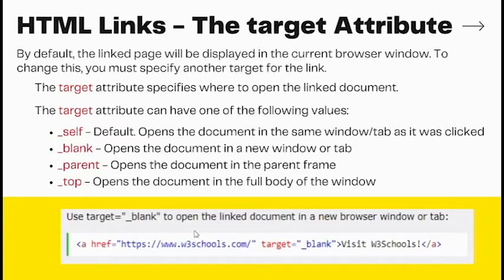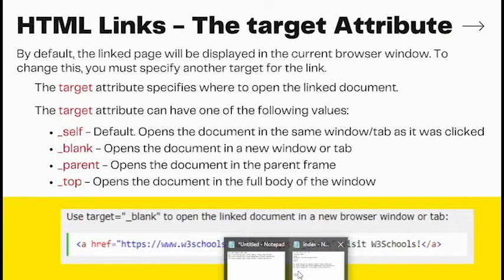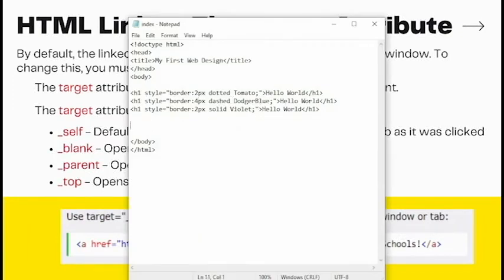So let's try to focus on _self and _blank. The parent is used with frames. So let's try it out. Let's try a link with href, https://www.facebook.com.